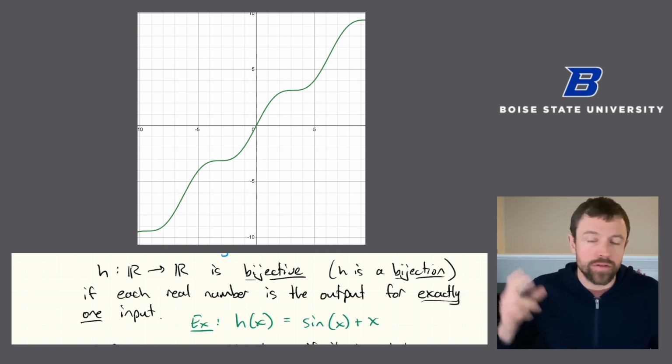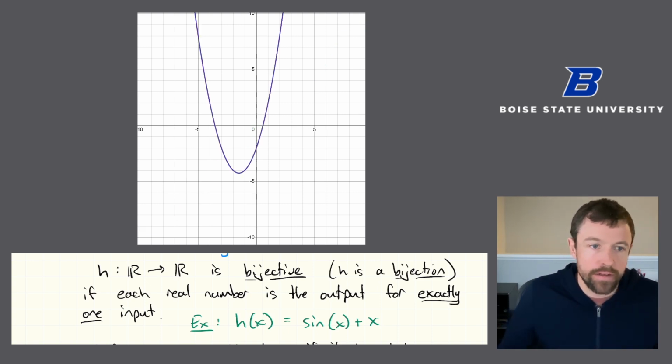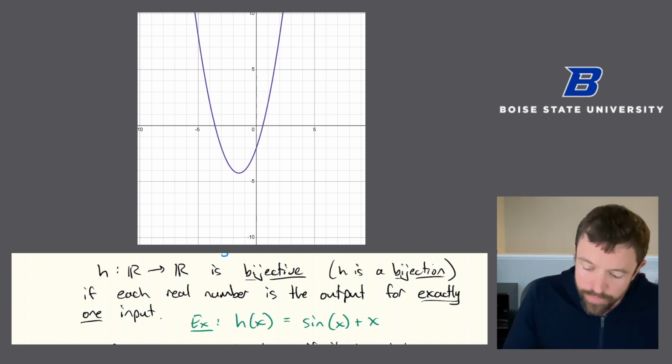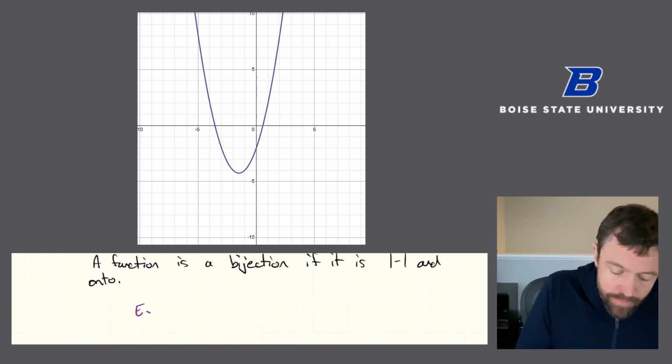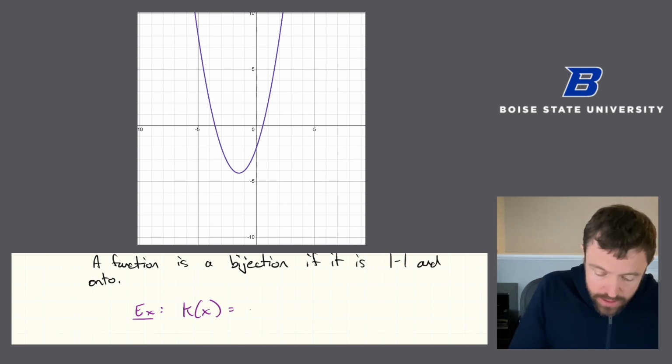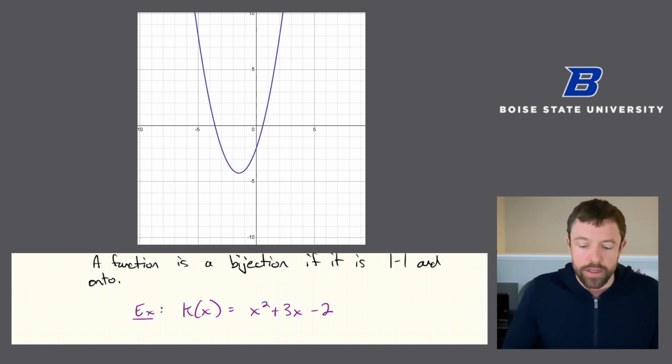And finally, there's one more combination of these things that we haven't looked at. Can we have functions that are neither 1 to 1 nor onto? And we can. Here's a really simple example. So I'll draw this in purple. So this example I'll call, I don't know, k of x, which is x squared plus 3x minus 2. This function is not 1 to 1 and it's not onto.